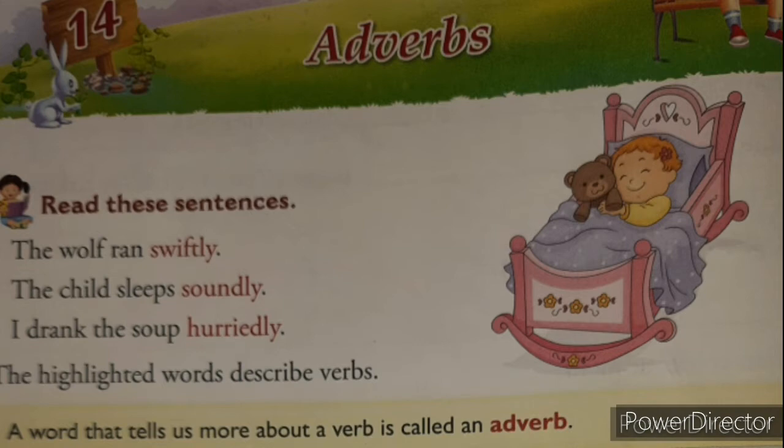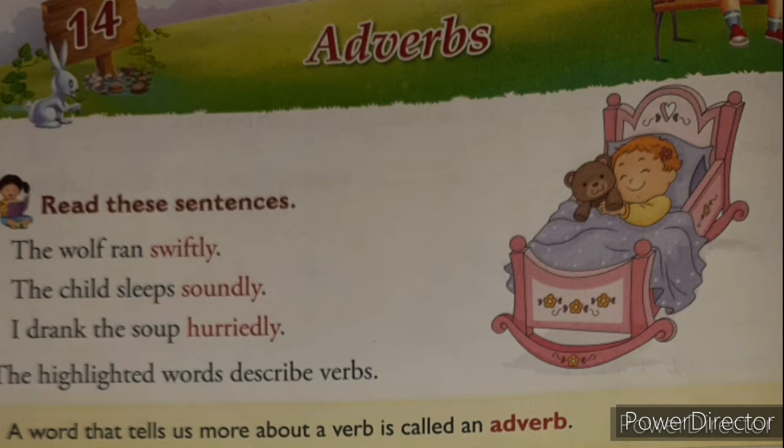First example, the wolf ran swiftly. In this sentence, which is the verb? Ran. And which word describes or explains or gives more information about ran? Swiftly. Is how he ran? Swiftly. So swiftly is what here? Adverb. It describes the verb, that is ran.